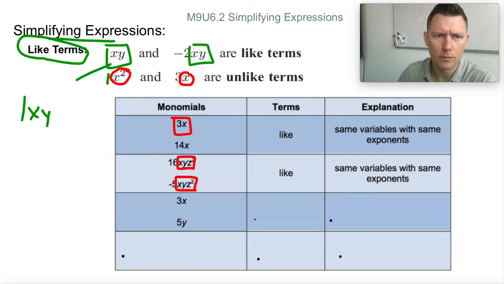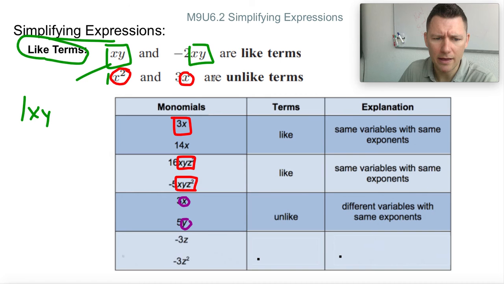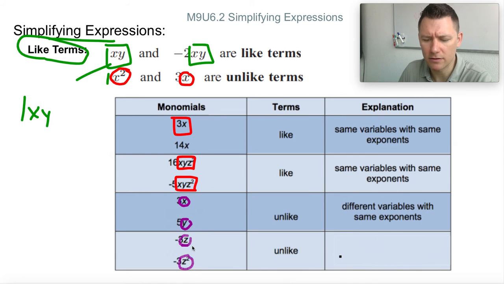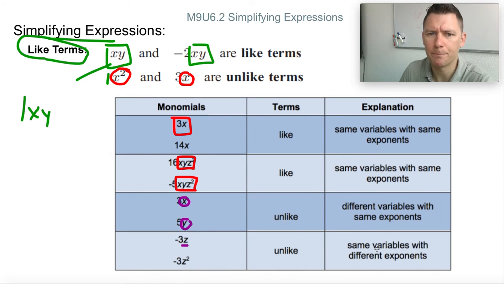So these are unlike terms, right? 3x and 5y. Those are unlike terms because the variable pieces are not the same. And same thing here, right? I know it says z, but this is really 3z times z, right? So there's more z's here being multiplied, so the variables are different. They're slightly different, but they're different, right? So those are also unlike, because their variables are not the same. Cool? So like terms and unlike terms.